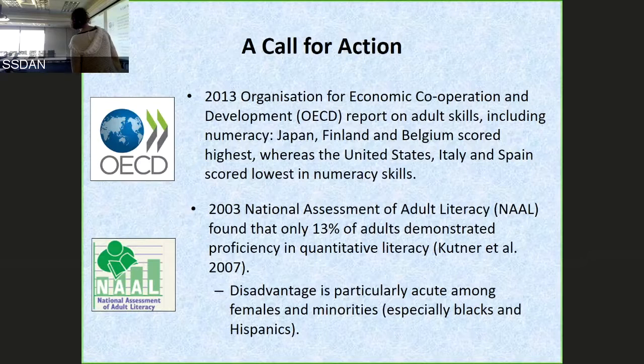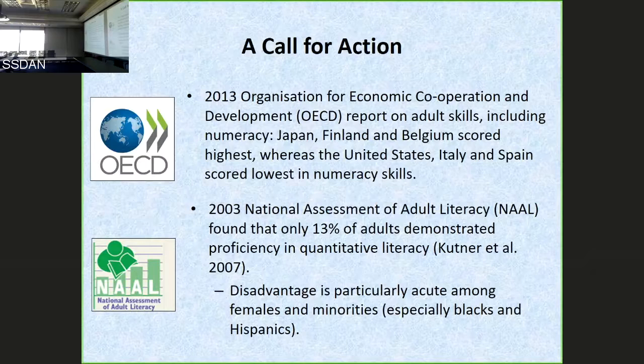What they found, when they looked at adult skills on numeracy, was that Japan, Finland, and Belgium scored the highest. The United States, Italy, and Spain scored the lowest. When they looked at young adults, they found the United States was the worst, which wasn't very encouraging.